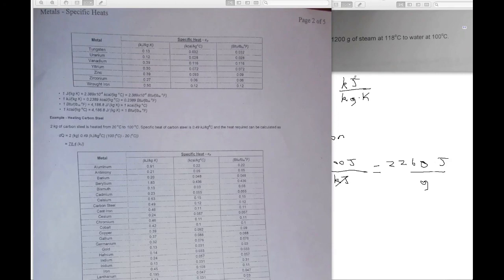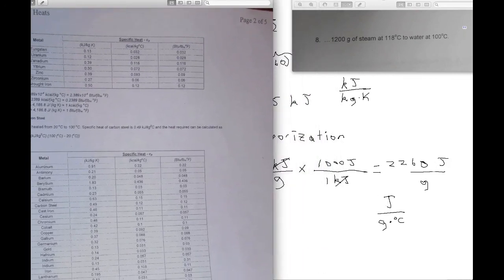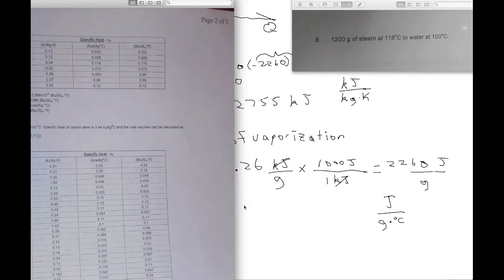Let's see. How would we change this, say, to joules per gram, per degree Celsius, if you had to do that? How would you go from here to here? Well, I'd first multiply by 1,000 joules per 1 kilojoule. So the kilojoules will cancel out. That'll give you 1,000 joules per kilogram degrees Kelvin.